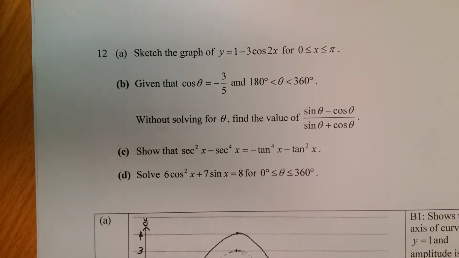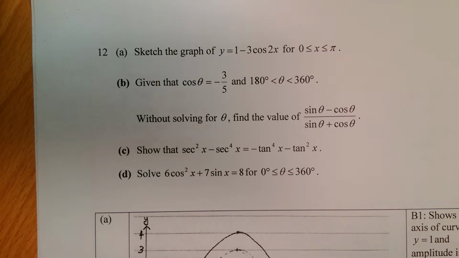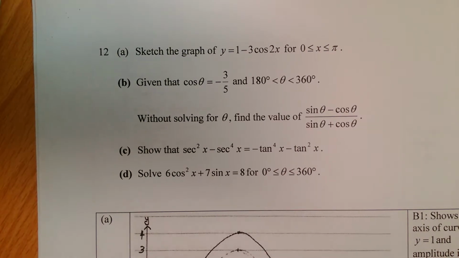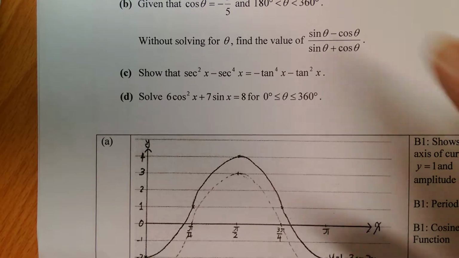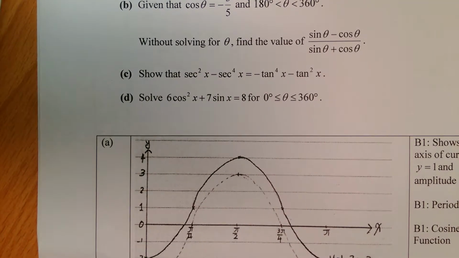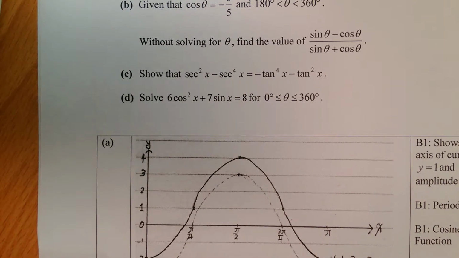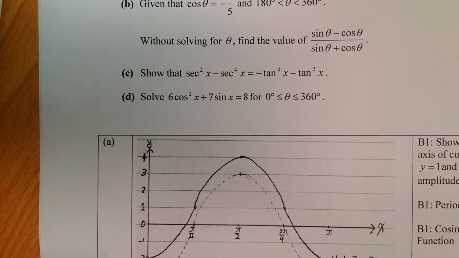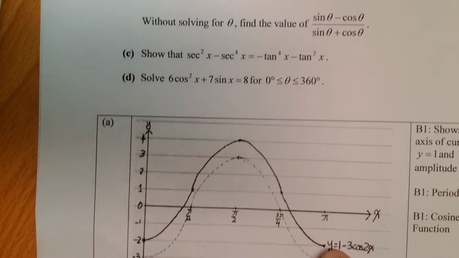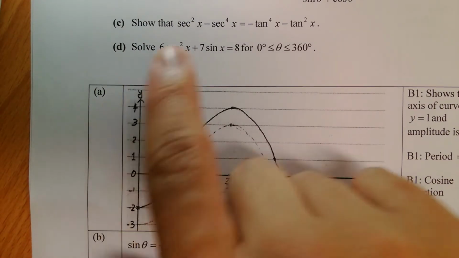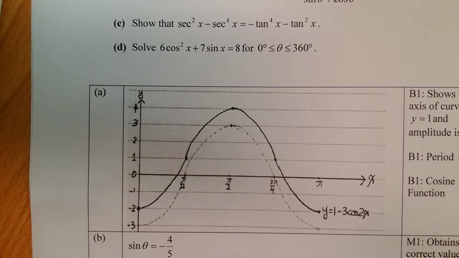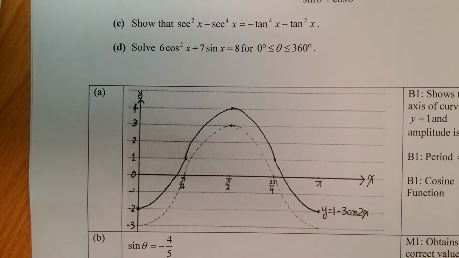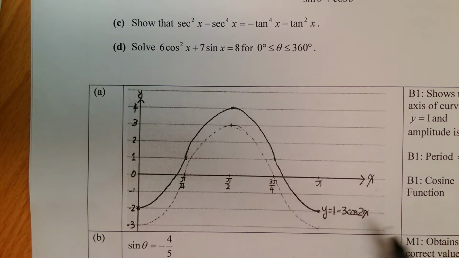Okay, now we have the solutions for question 12. 12a, 1 minus 3 cosine 2x. First and foremost, if we equate 2x equals to pi, we get x equals to pi, so the period is actually pi. So what you should get is one full cycle of the cosine graph in pi radians. So we should only have one cycle.